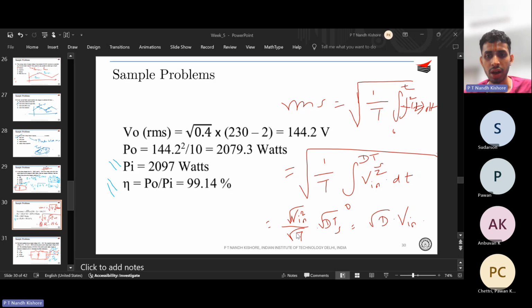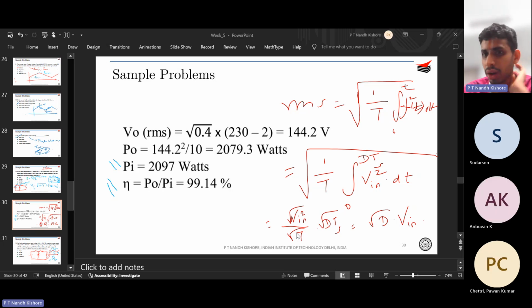RMS value, R means root. Please explain RMS for RLC. I'm not able to understand your question actually. Please explain RMS for RLC means what? It is just V naught RMS. I am explaining how we derive V naught RMS. Okay, you type, I will try to explain.